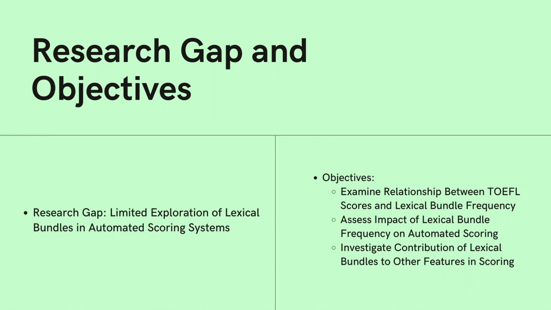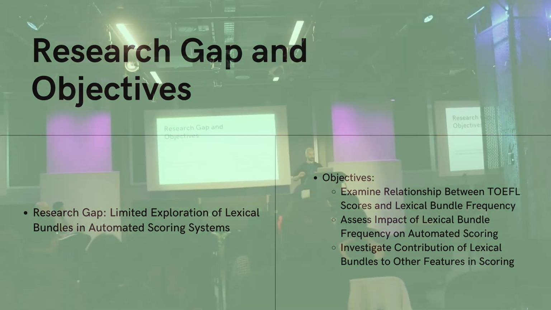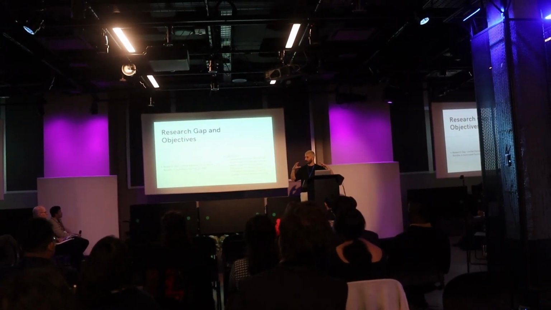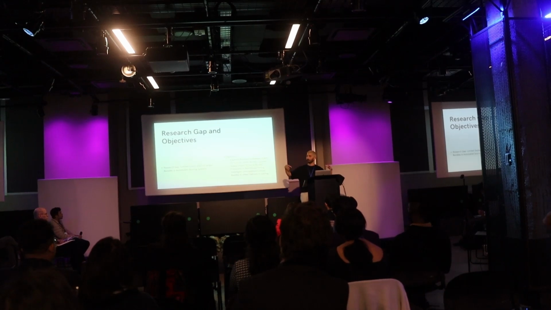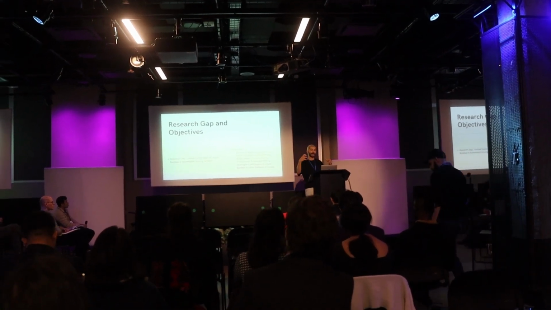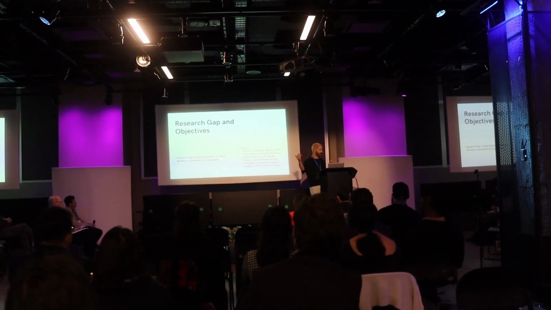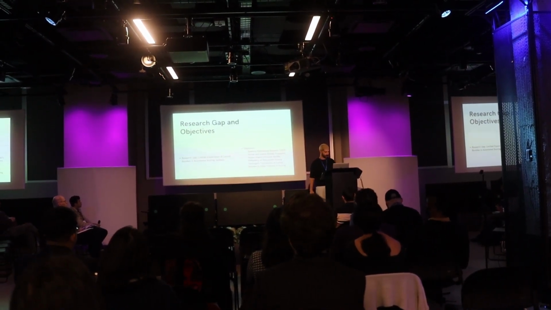So, my objectives are, I'm going to examine the relationship between TOEFL scores and lexical bundle frequency, assess impact of lexical bundle frequency on automated scoring, in other words, how does it help with accuracy and validity, investigate contributions of lexical bundles to other features in scoring, because remember, writing is a construct that consists of many other subconstructs. So if you take one subconstruct, it can have an effect on the others because it has enough information to carry to other subconstructs.